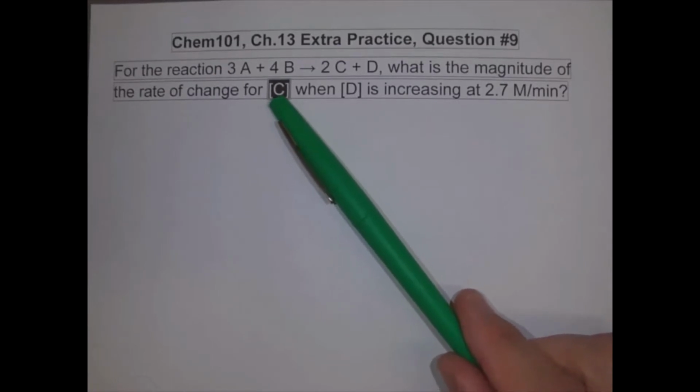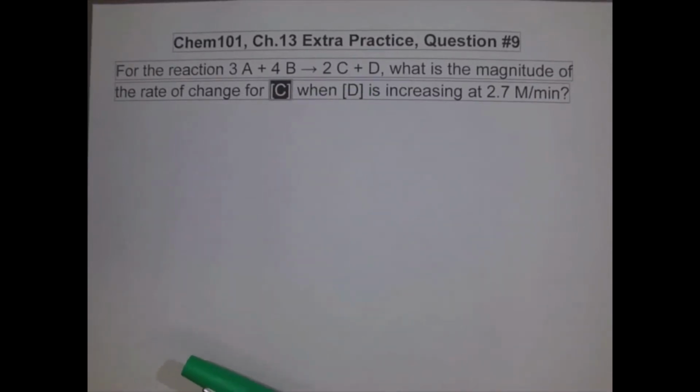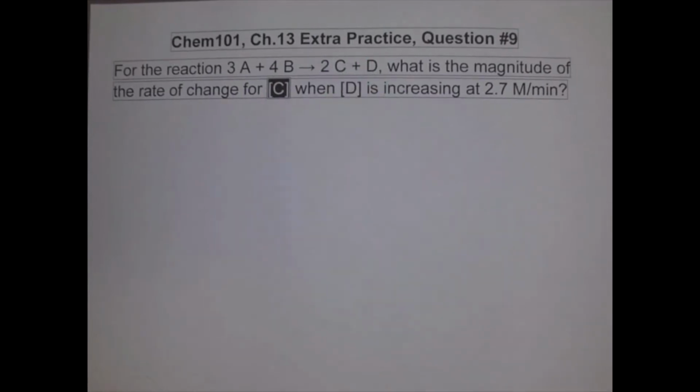Right now it wants you to answer the question about substance C, the concentration of C, but the one that you get may be for one of the other chemical compounds A, B, C, or D involved in this reaction. But I still think this demonstration will be very helpful for you in answering questions like this. So it says, for the reaction 3A plus 4B yields 2C plus D, what is the magnitude of the rate of change for the concentration of C when the concentration of D is increasing at 2.7 molar per minute?